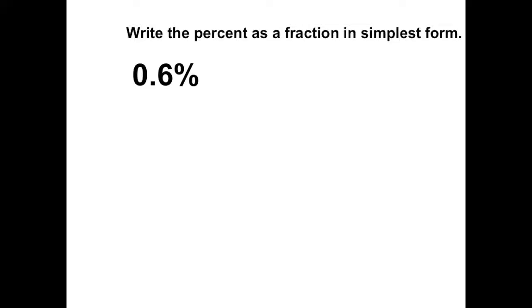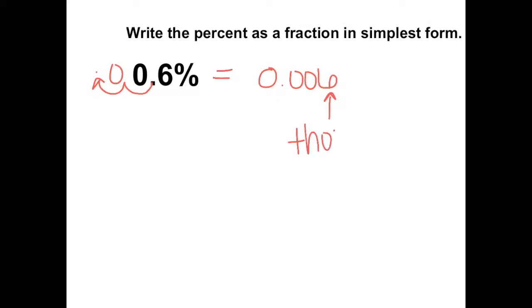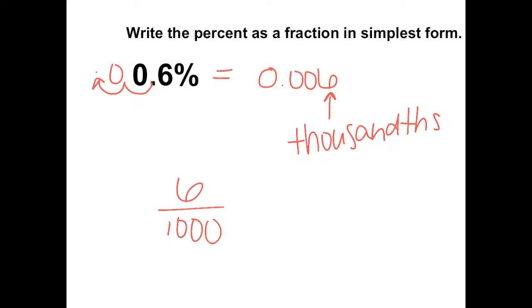Write the percent as a fraction in simplest form. 0.6% can first be written as a decimal by moving the decimal 2 places to the left. So 0.6% is equal to 0.006. Because the 6 is in the thousandths place, we would write this as a fraction of 6 over 1,000. We can simplify by dividing the numerator and denominator by 2. This gives us 3 over 500.